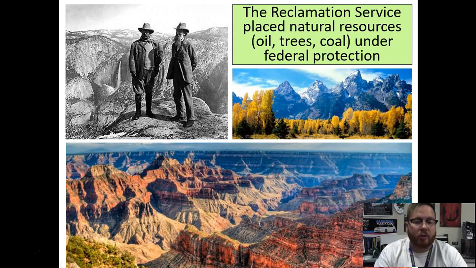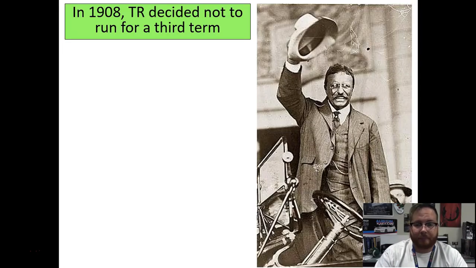The Reclamation Service placed natural resources like oil, trees, and coal under federal protection. Because there are natural parks and national parks that have an abundance of natural resources like oil, trees, and coal that cannot be mined and cannot be used because they're under federal protection. Today, some of those protections are under question. Some of them are under attack in places like Alaska and Yellowstone, Yosemite, because of the natural resources that are placed there. We'll just have to wait and see what happens.